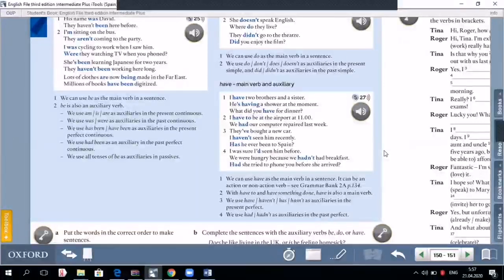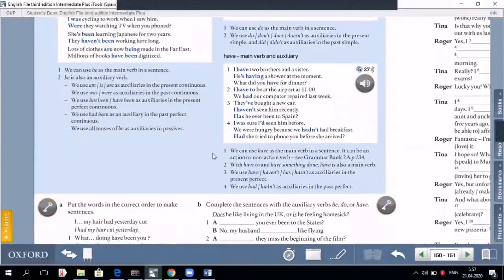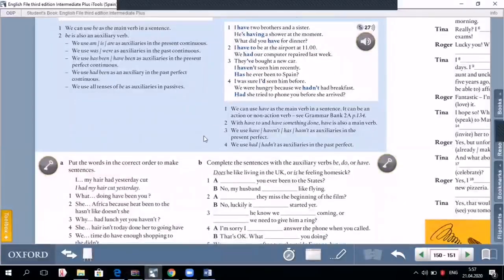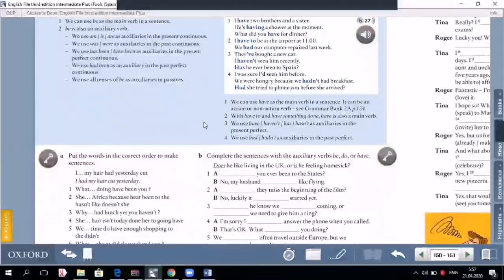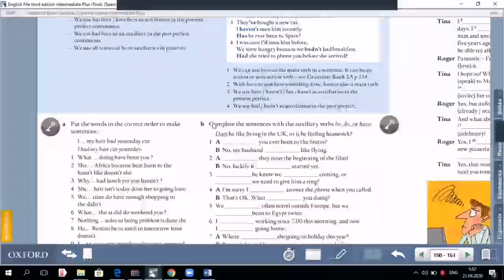We use have, haven't, has, hasn't as auxiliaries in the present perfect. And the last usage, we use had, hadn't as auxiliaries in the past perfect. So you use these verbs in your everyday speech. And I think you have just revised the use of these verbs.